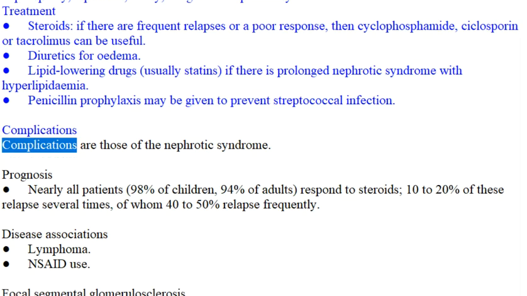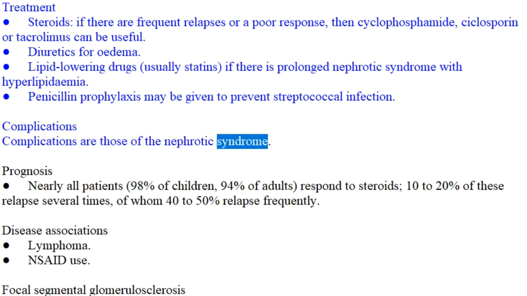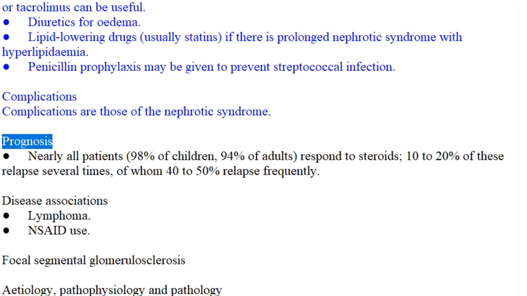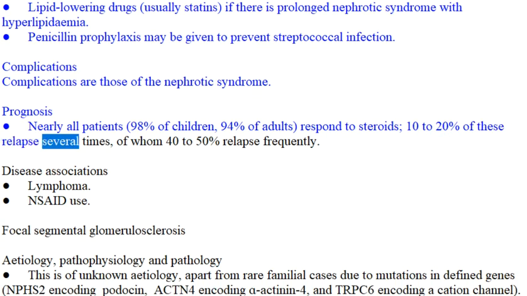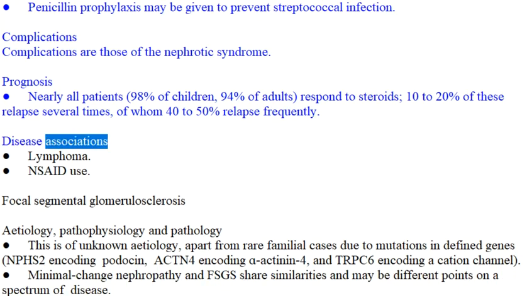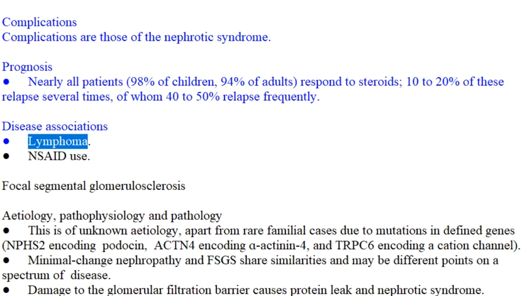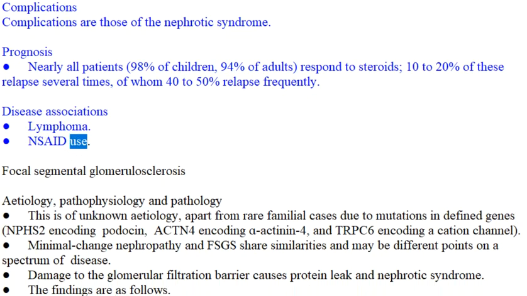Complications. Complications are those of the nephrotic syndrome. Prognosis. Nearly all patients, 98% of children, 94% of adults, respond to steroids, 10 to 20% of these relapse several times, of whom 40 to 50% relapse frequently. Disease associations. Lymphoma. NSAID use.